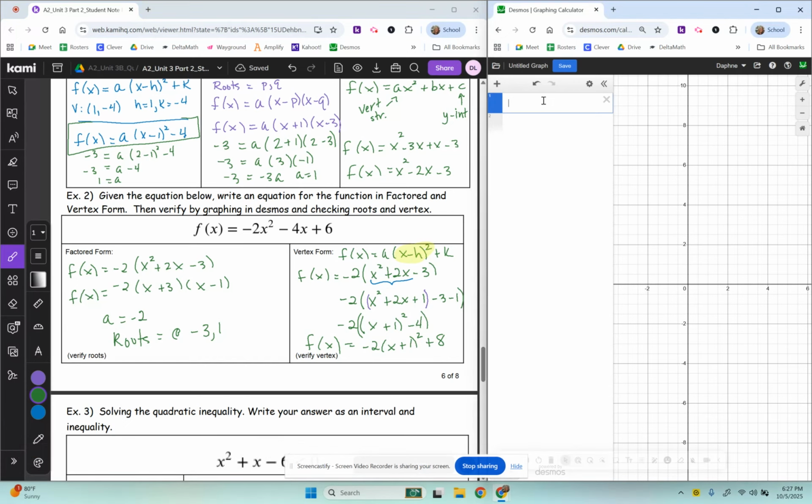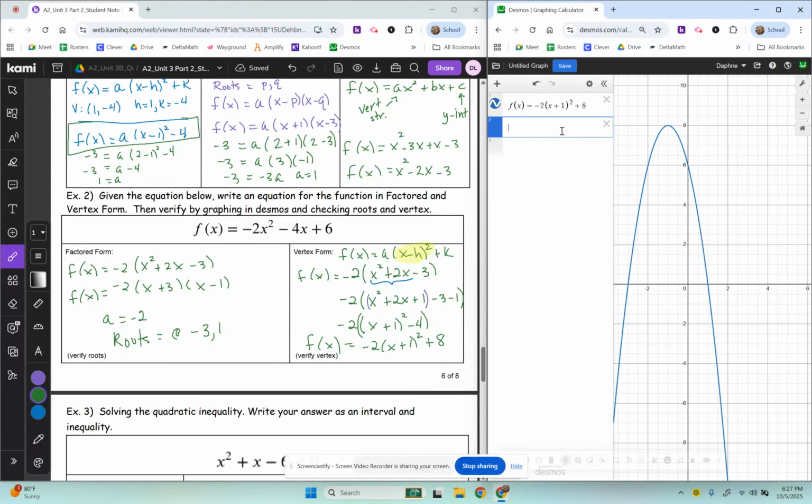Okay, and then let's go ahead and verify that. So we get f of x equals -2 times the quantity x plus 1, quantity squared, plus 8. Okay, and this tells me that I should have a vertex of -1, +8. Very good. And it should face down and be vertically stretched by 2.